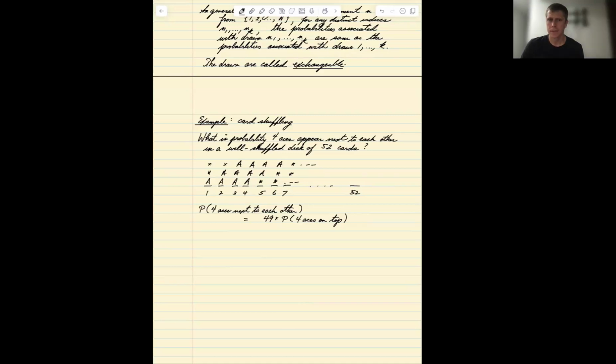Okay. What's the probability that the four aces are on the top? Well, I have four aces. I'm going to pick my four aces and I have to put them in order. So 4 fall 4, it's just 4 factorial, divided by all possible choices of the first 4, which is 52 fall 4.